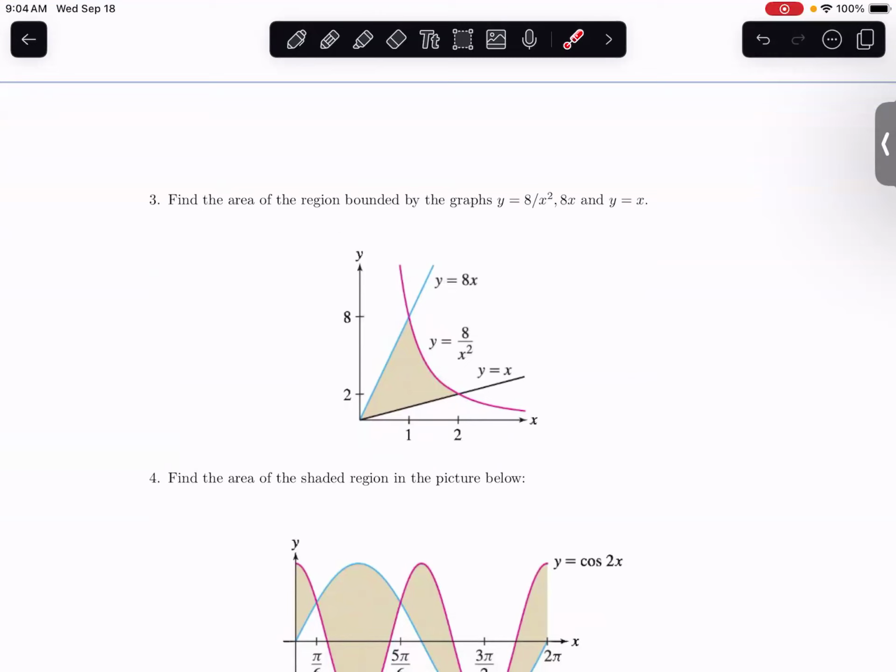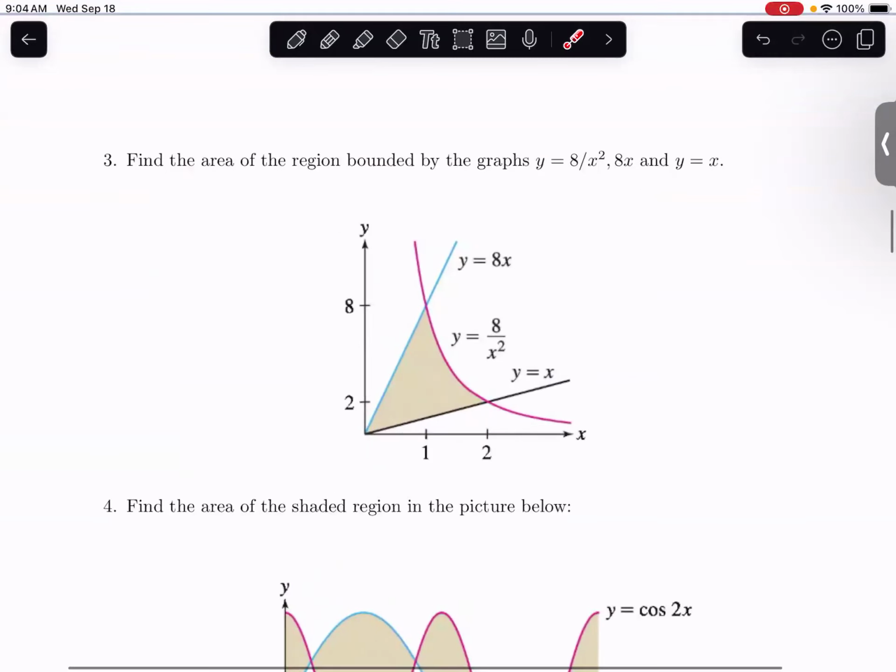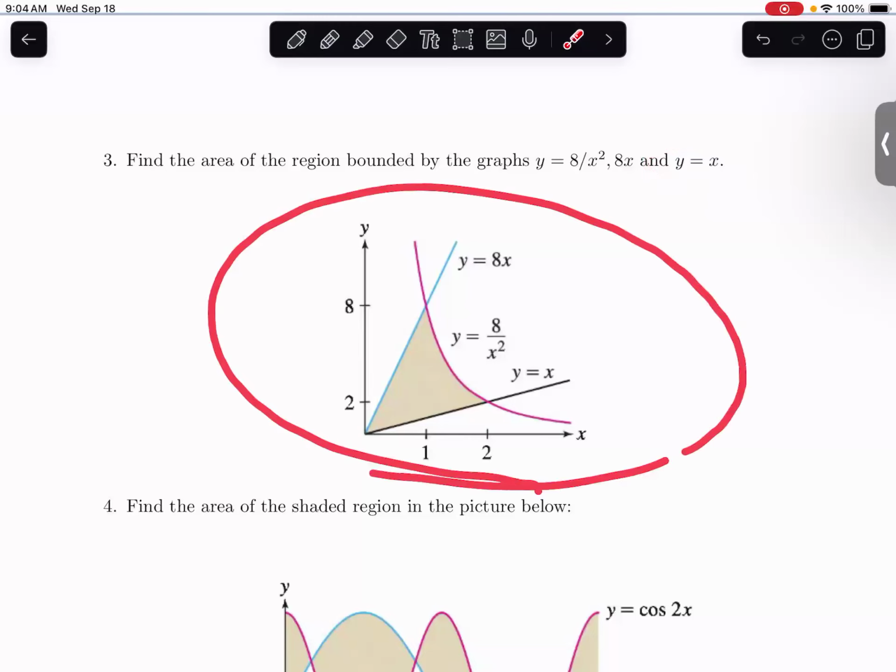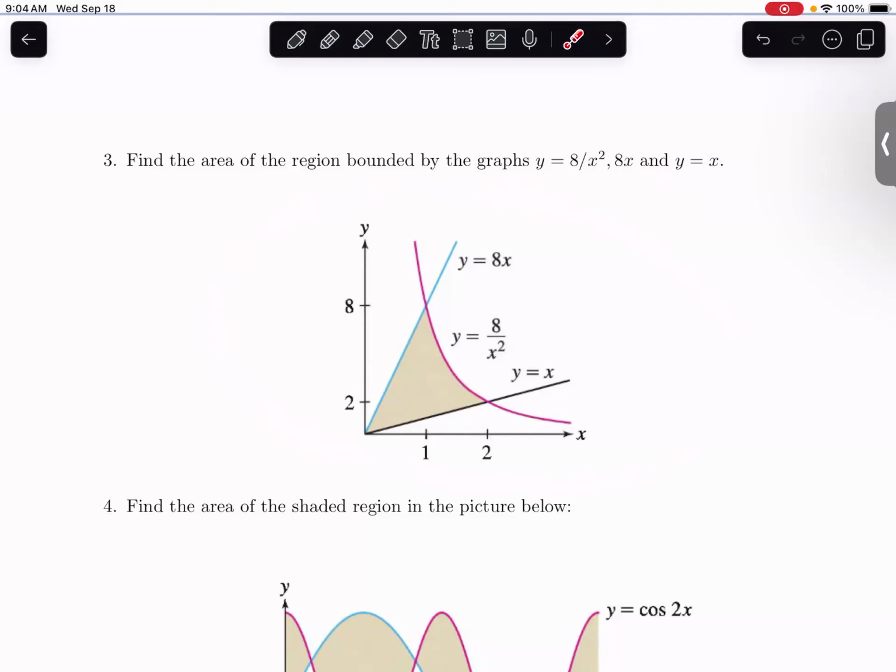Okay, so for number 3, it wants you to find the area of the region bounded by the graphs. So we have 3 different curves going on here: y is equal to 8 over x squared, y is equal to 8x, and y is equal to x. So we have this picture right here, and it wants us to find the area of this shaded region.